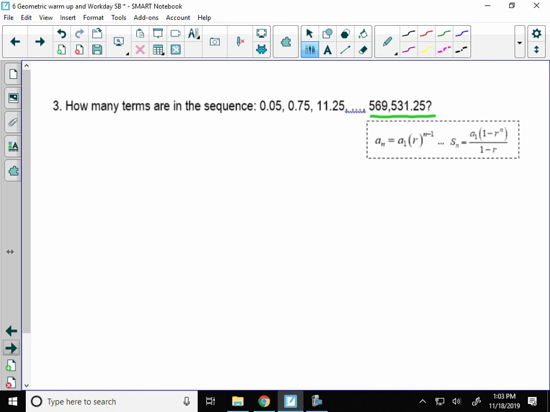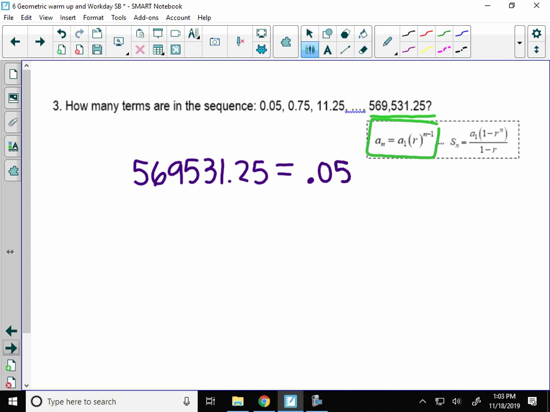All right, we're using a sequence, so we're doing a sub n. We want to find the number of terms. So what goes in here for a sub n? That whole big thing here. 569,531.25. That's one number. All right, a sub 1 is 0.05. Can you guys find r for me? How do I find r? Yeah, I take the second term divided by the first, which is 15 to the n minus 1. All right, so I have to divide by 0.05.